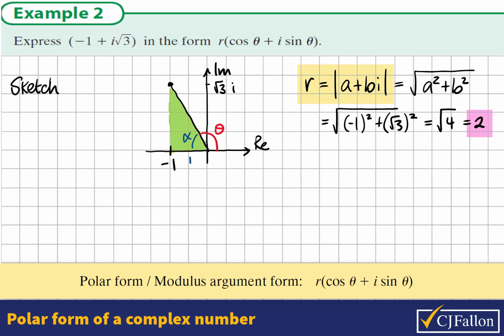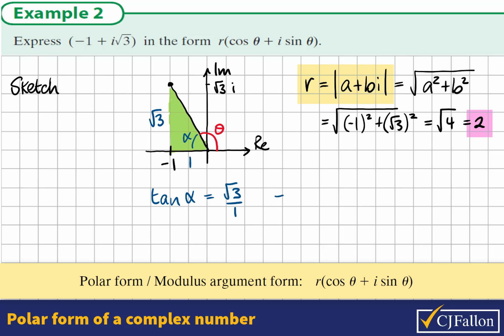We want to work out its argument. I'm going to call this angle alpha inside the triangle. This will help us work out theta. We can see that tan of the angle alpha is root 3 over 1. That's the size of the angle alpha.